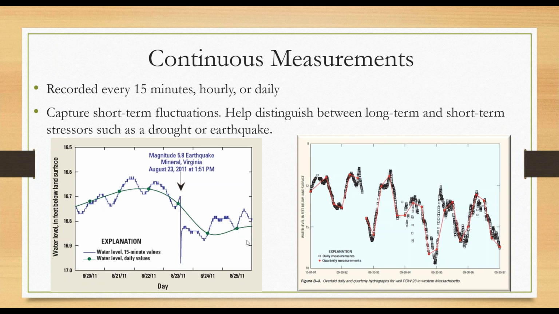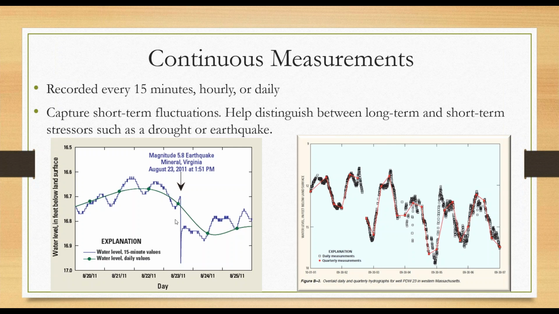If we only collected daily data in this situation, we would have missed that earthquake signature. So the blue line, the jagged line, is 15-minute data. So luckily, we were collecting data every 15 minutes in this well, and we were able to capture the earthquake that happened in August of 2011. So consider, again, the objectives of your study and what you are trying to capture. A quarterly or a daily measurement may not really capture the signature that you're looking for.